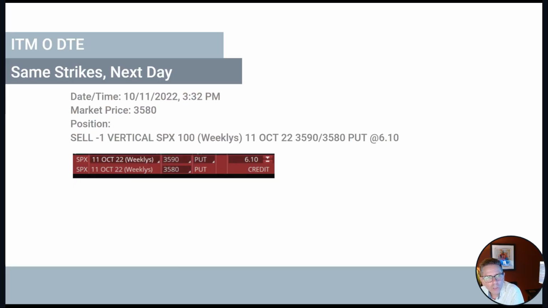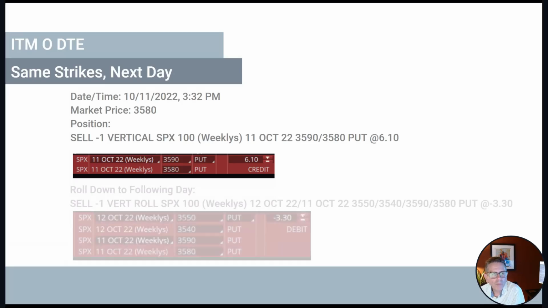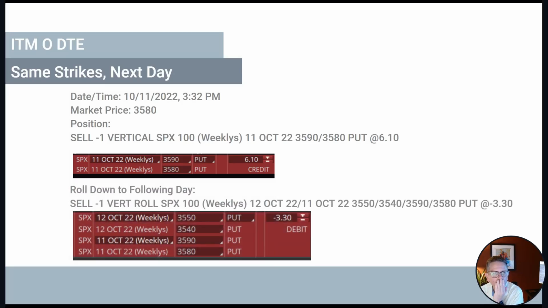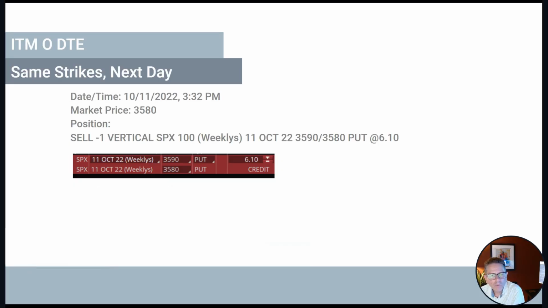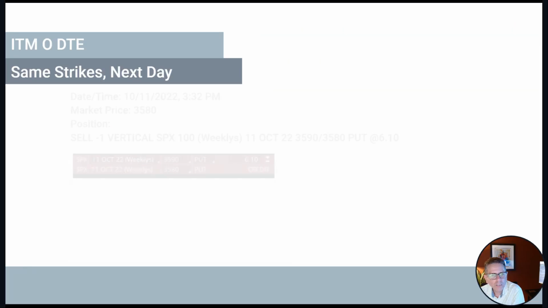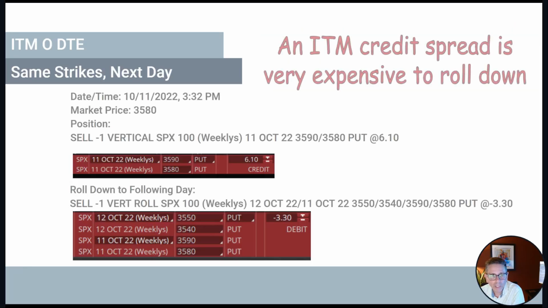Okay, so let's go same strikes next day in the money again, on the put side, and this time we're going to push it down, okay? And you can see here that the debit went from 90 cents to $3.30. That's a lot. That's very expensive. So that's what happens when you're in the money.